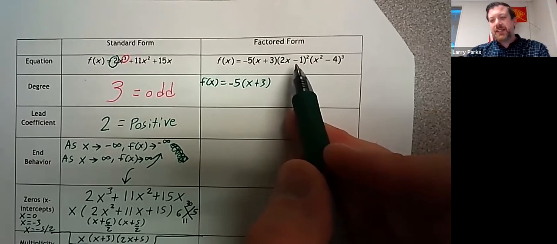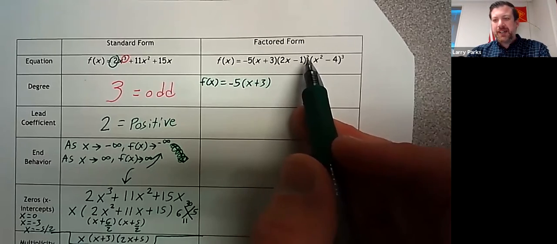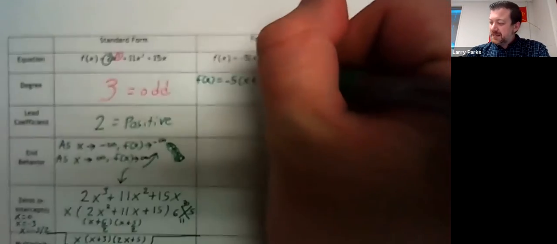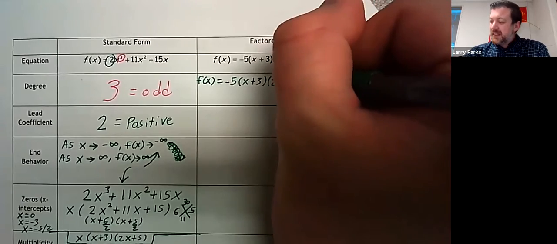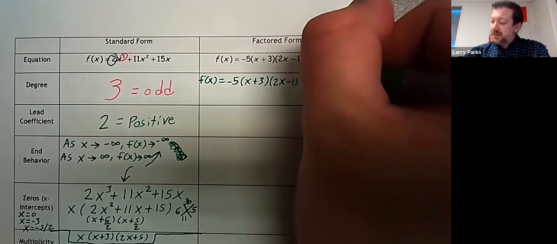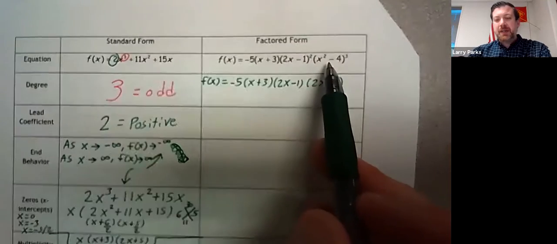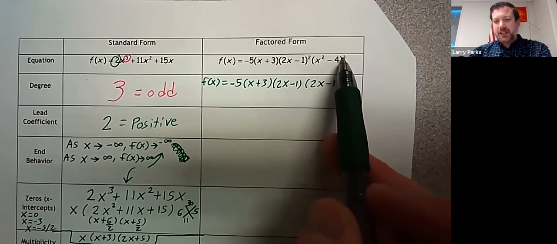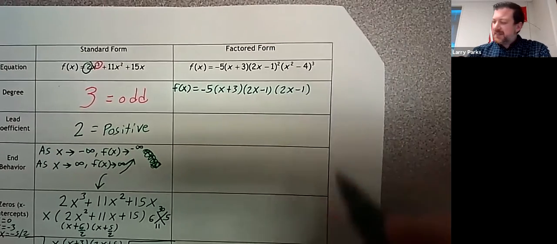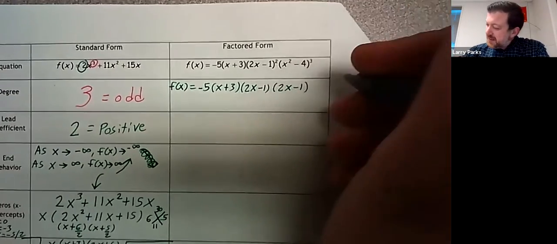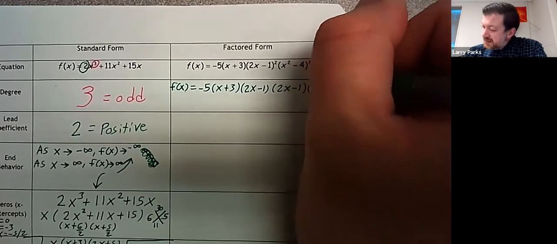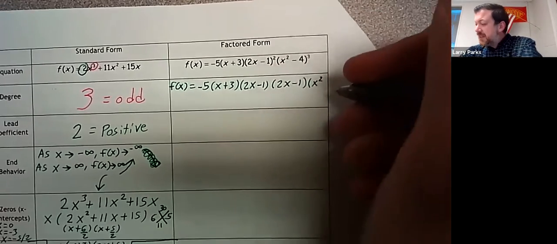And then what they're suggesting in the notes is that because 2x minus 1 is squared, you write it down twice. I guess this would be easier. And then because x squared minus 4 is to the third, you write it down 3 times. Do I have room here? I think I have room.